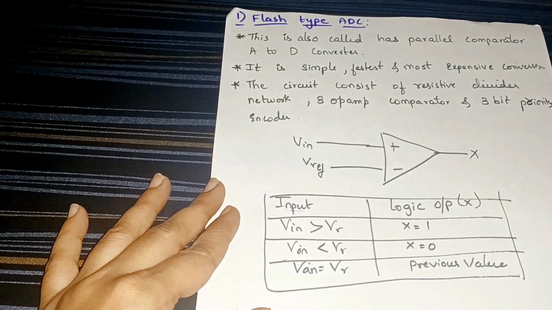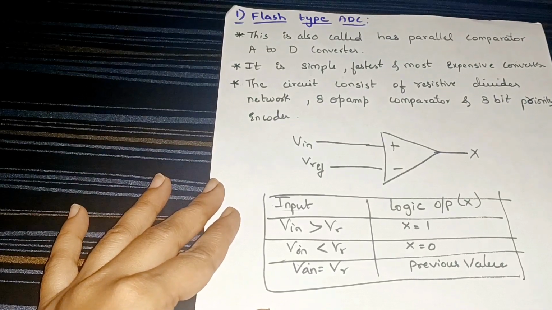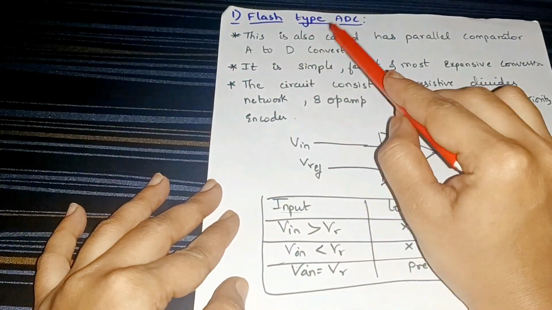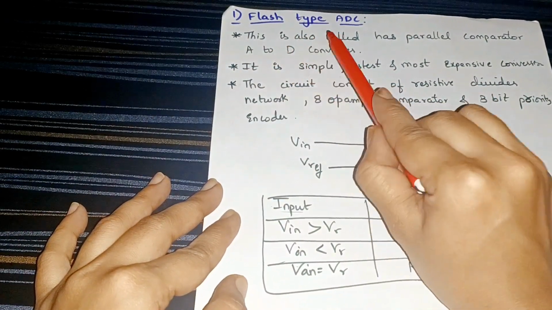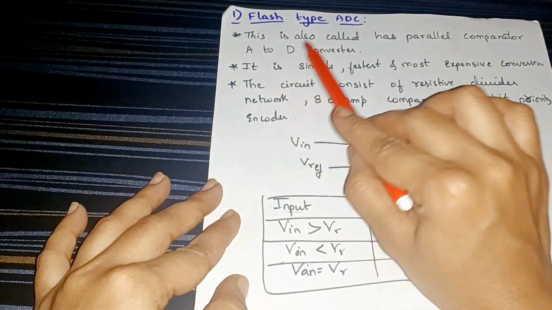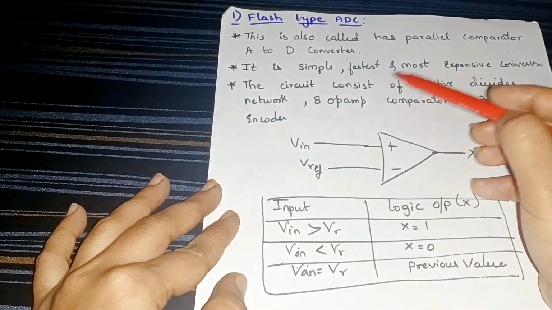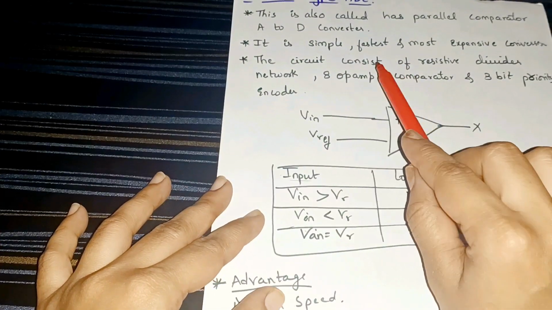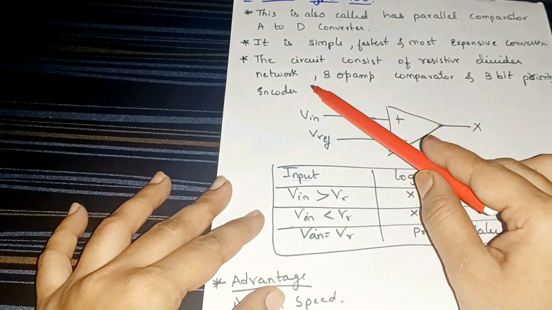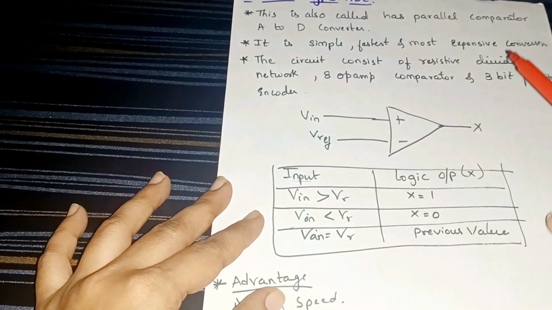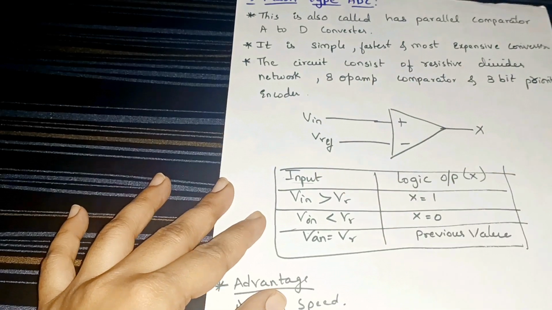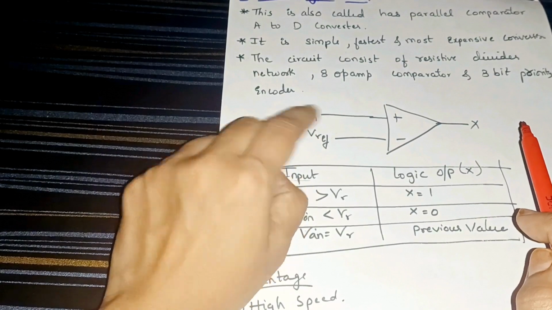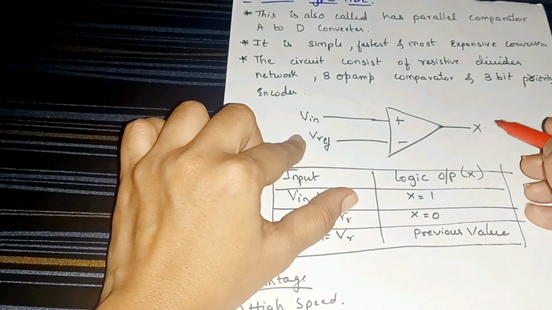So here we have two types of ADC technology. The first one is the flash type. The flash type is also called a parallel comparator A to D converter. It is the simplest, fastest and most expensive conversion. The circuit consists of a resistive divider network and has 8 op-amp comparators for a 3-bit priority encoder. For example, this is an op-amp, this is the voltage input we are giving, and this is a voltage reference. This X is your output.